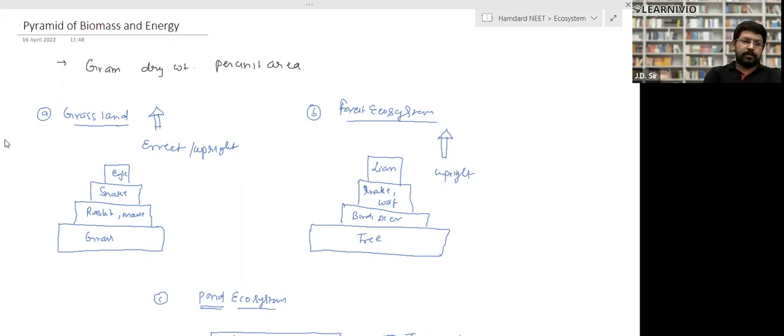Look, the first pyramid is grassland. Again, we are taking the grassland. The pyramid will be upright. Why? Because when we take grasses, the biomass of the grass will be more. The next, which are dependent on the grasses, the rabbits, their biomass is less. Then the snake, their biomass will be lesser. Then the eagle, their biomass will be lesser. So the shape of the pyramid will be erect or upright. Clear?